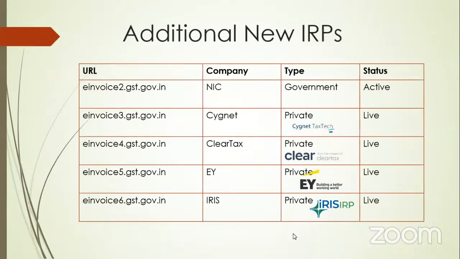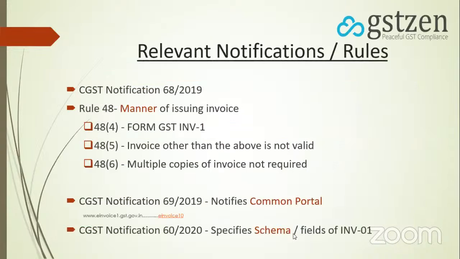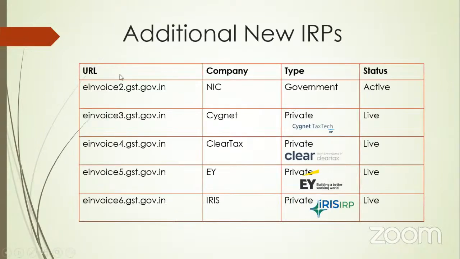Recently, some new IRPs have also been introduced. One of them is owned and operated by the government. The rest 4 are operated by private players. So earlier there was only one common portal, that was e-invoice1.gst.gov.in. Another one by the government is e-invoice2.gst.gov.in. Then you have 3, 4, 5, and 6, all operated by private players, that is your Signet, ClearTax, EY, and IRIS. So you can register on either of these 6 portals to enable yourself for e-invoicing.